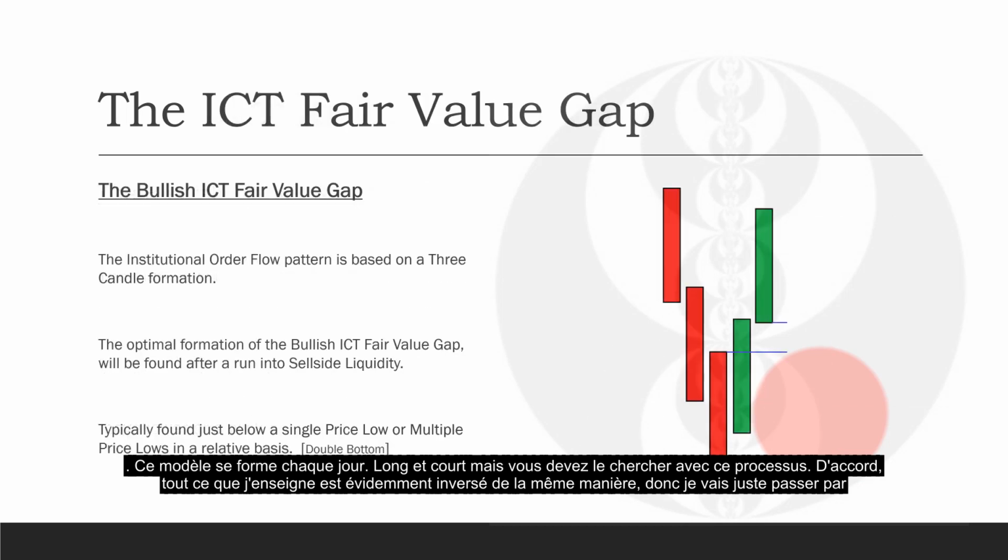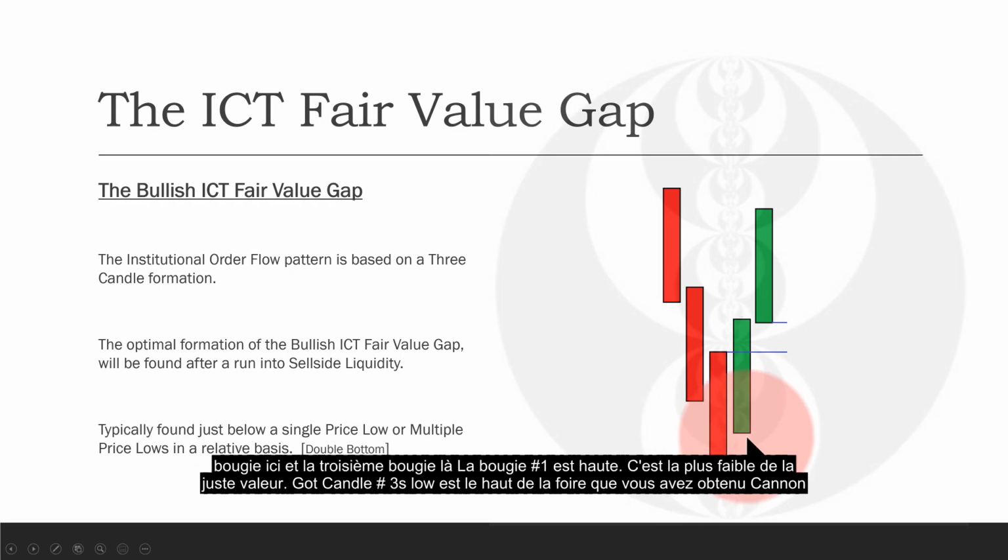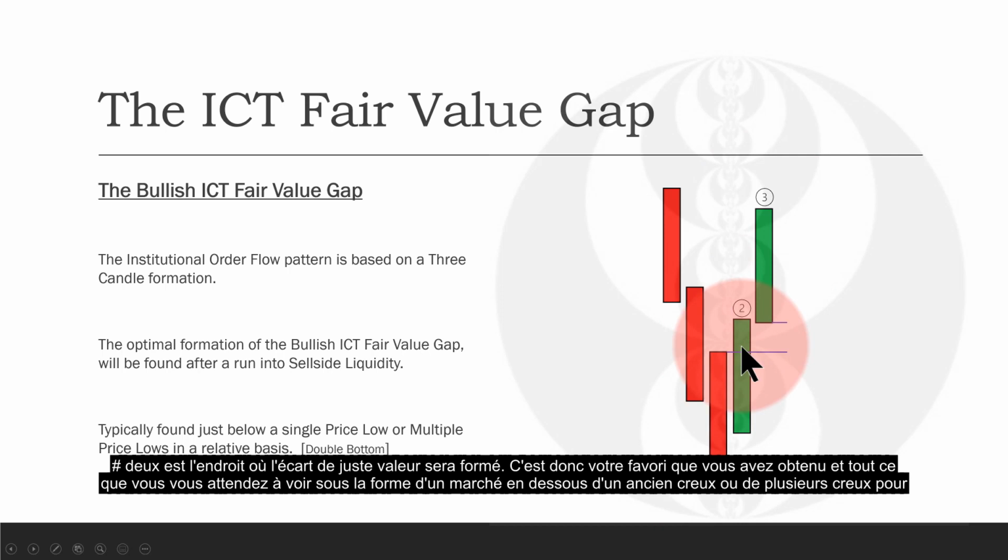Everything I teach obviously is reversed the same way, so I'll just go through this a lot quicker because this is already becoming a longer video than I wanted it to be. But bullish ICT fair value gap, again, institutional order flow pattern, and it's a 3 candles formation. The candle here is number 1, the second candle here, and the third candle there. Candle number 1's high, that is the low of the fair value gap. Candle number 3's low is the high of the fair value gap. Candle number 2 is where the fair value gap will be formed.